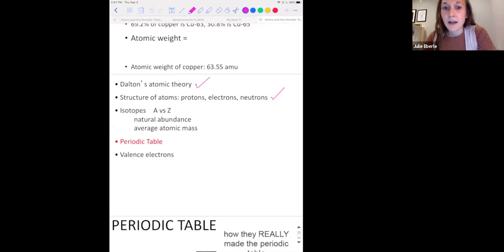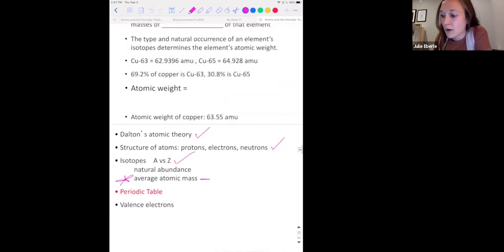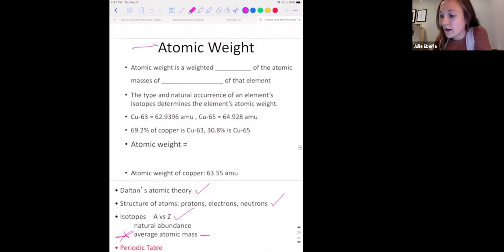And then we also talked about isotopes, okay? What A and Z mean, the atomic number versus the mass number. We talked about how different isotopes have a different natural abundance. They're present in different amounts on our planet. And then we also talked about how to calculate average atomic mass. This was the only math problem style that we worked from Tuesday. And I want you to know how to work a problem like that. In fact, here was the slide we did that on.